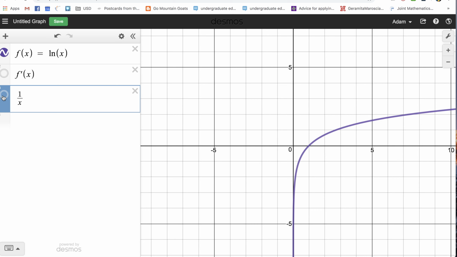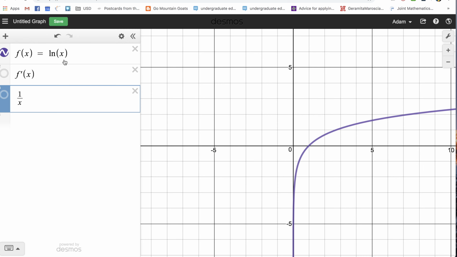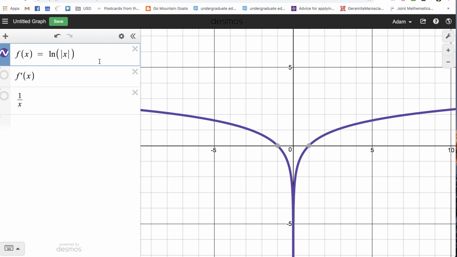But if we look at the graph of 1 over x, 1 over x makes sense for negative numbers too. And so if our goal is to find a function that has derivative 1 over x, it seems reasonable that we should want a function whose domain includes negative numbers. So one way we could do that is, instead of looking at the function log of x, let's agree to take the log of absolute value of x.